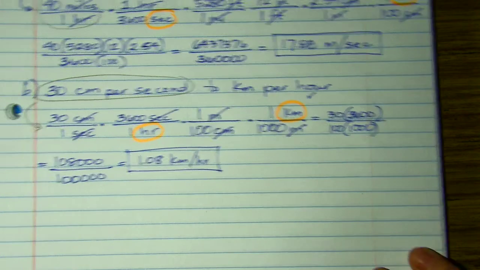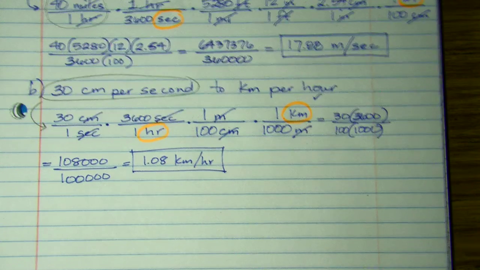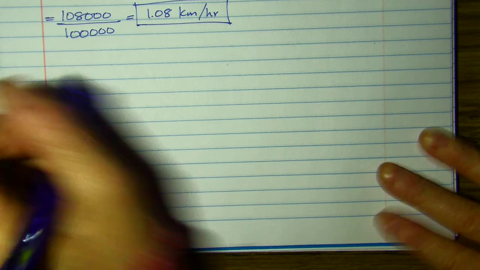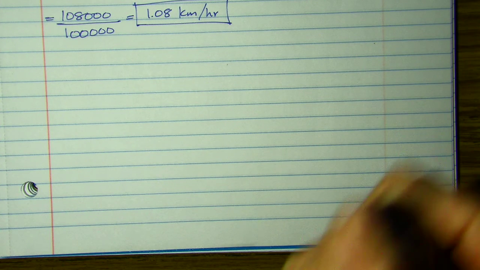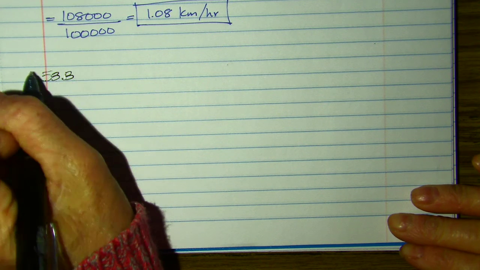So that is a review. Sorry, I had a little brain fart. That is a review on how to convert. Now we are going to use this to do the part that is difficult, and that is section 53.B.